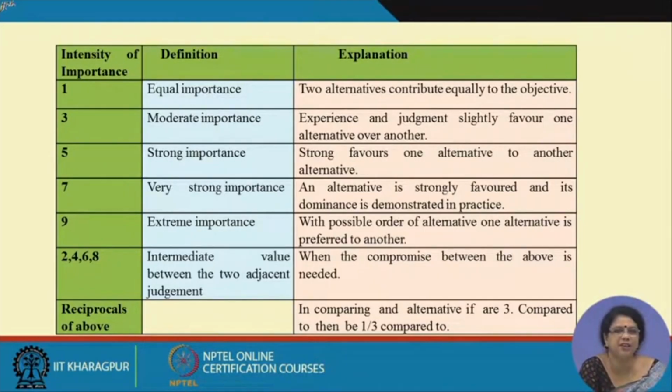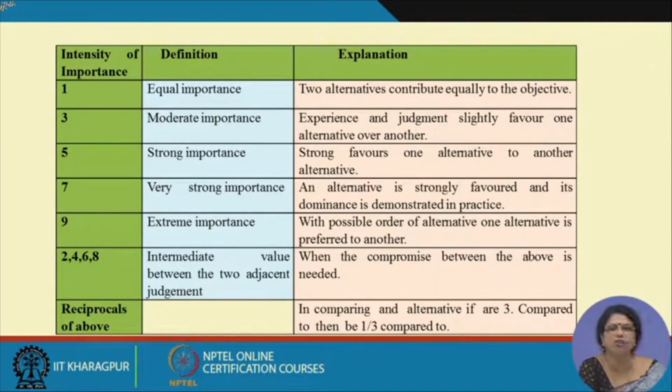If you give 1, equally important; 3, moderately important; 5, strongly important; 7, very strongly important; 9, extremely important; and intermediate values are also given, that means you are flexible to give an intermediate value.